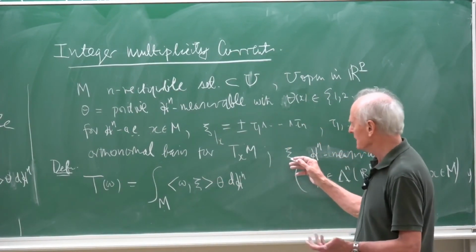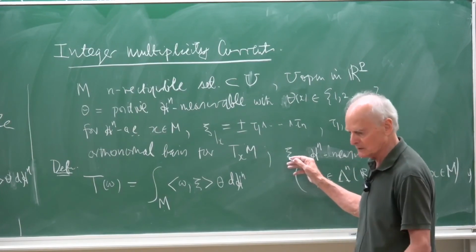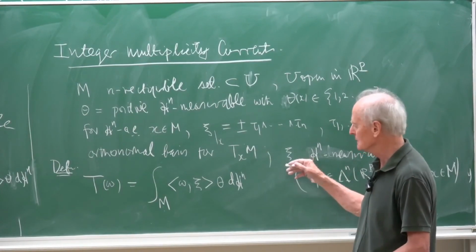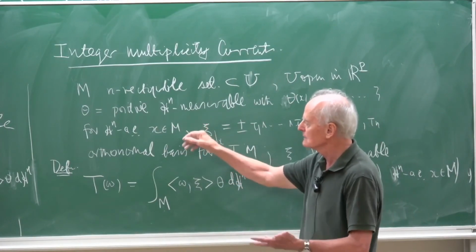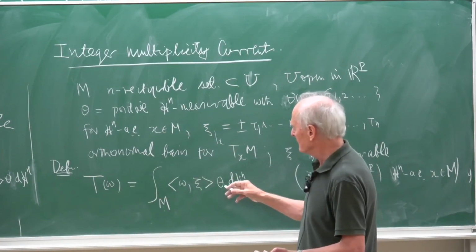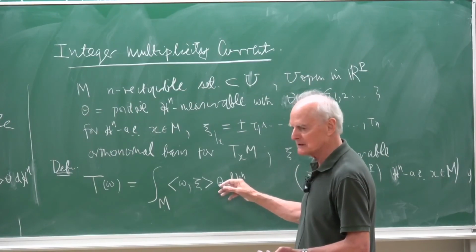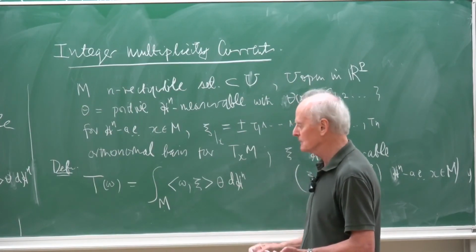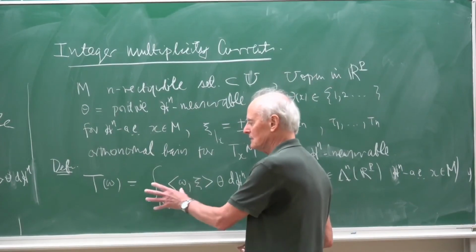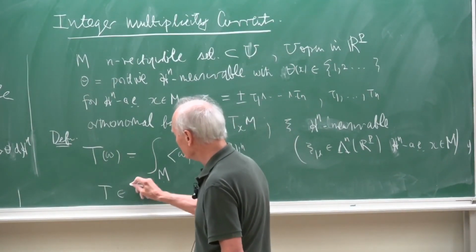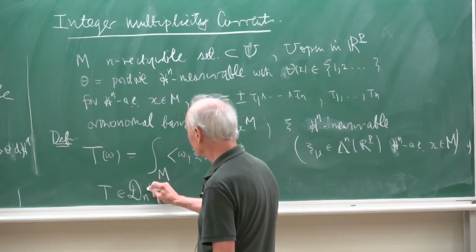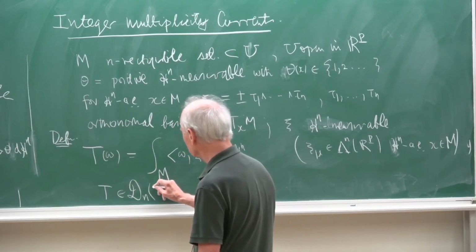no longer makes any sense to require xi to be a continuous orientation. Just measurable is all you can expect, unless you know something about the smoothness of M. And we've got this multiplicity function, which is integer valued almost everywhere. Anyway, notice that T is definitely a current, no question, and it's a current with finite mass.